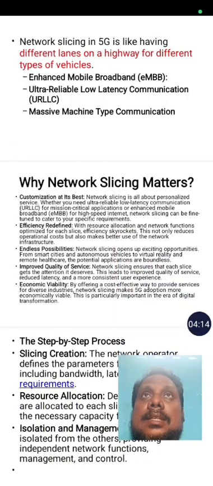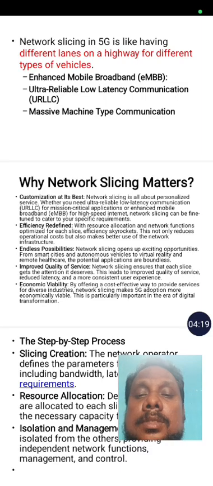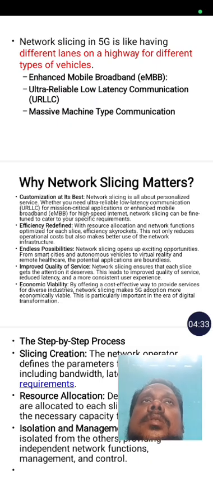So why does slicing matter? There are 5 different things that are given for this slicing, mainly for the understanding purpose. That is customization at its best. So you can customize your own network path based on the speed. Efficiency redefined, you can also redefine your efficiency. For each slice, efficiency skyrockets. This not only reduces operational cost but also makes better use of the network infrastructure.